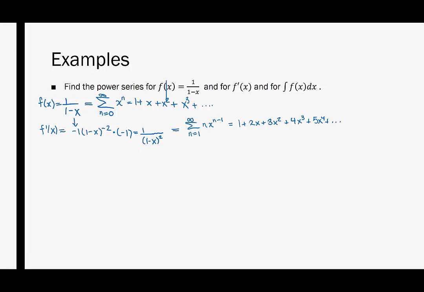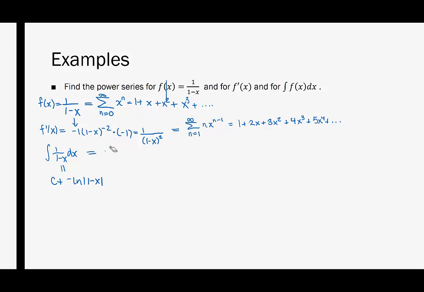Now let's do the integral. So the antiderivative of 1 over 1 minus x as a power series, centered at 0, the actual value of this particular antiderivative, this indefinite integral, should be a constant of integration plus negative logarithm of the absolute value of 1 minus x. We can do it via the power series.